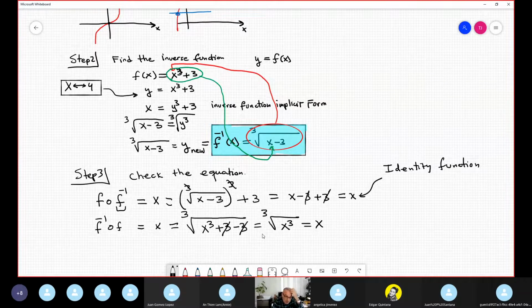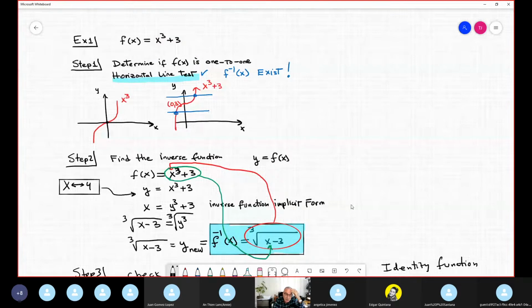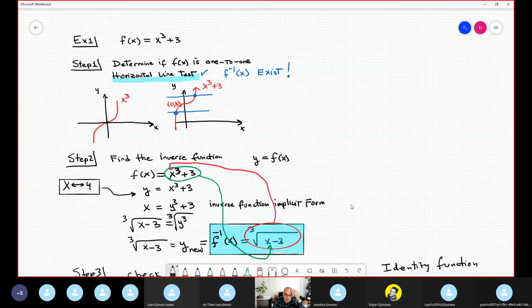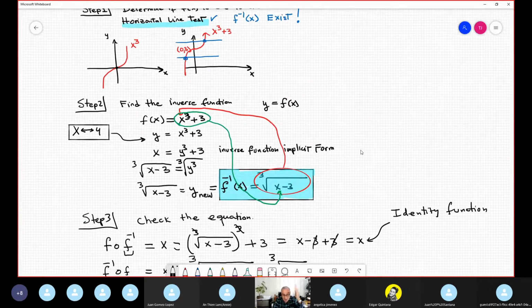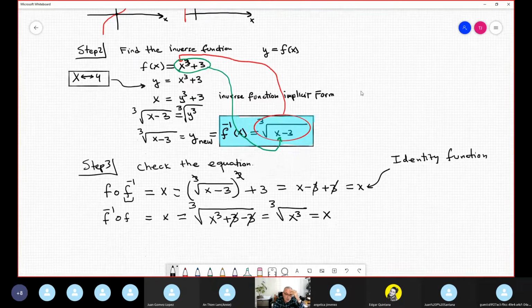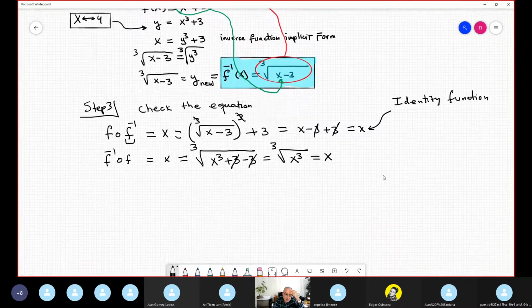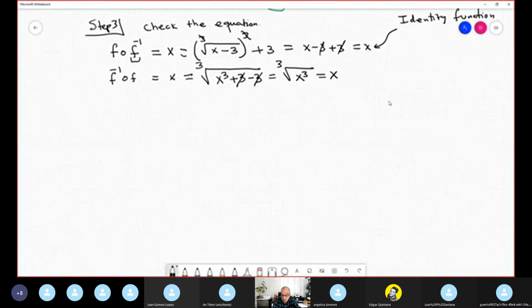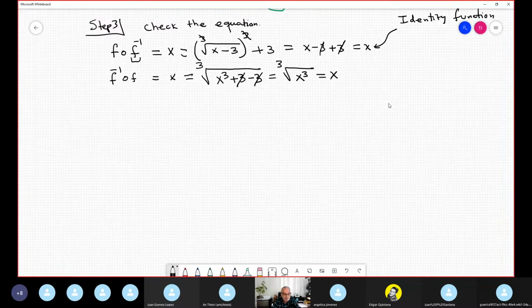Okay, remember we have 5 steps. This is step 3, which is checking. So step 1 was the proof that it is 1-to-1, so open the door, the inverse function exists. Step 2 is the most important step, where you find the inverse function, and step 3 is the checking. Put them together and they undo each other. Step 4, sorry, is super easy.